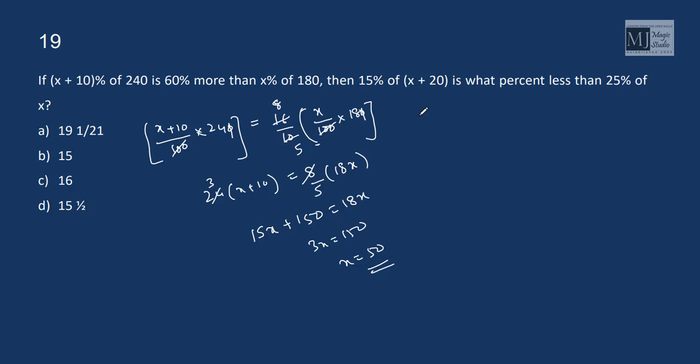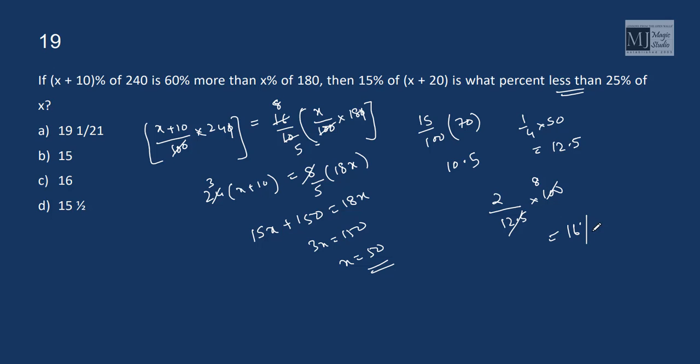Then 15% of x plus 20, that is 70. 15% is 10.5. Is what percent less than 25% of x? 25% of x is 12.5. So 10.5 is 2 less than 12.5, which is 25% of x, that is 2 over 12.5 into 100, that is 16%.